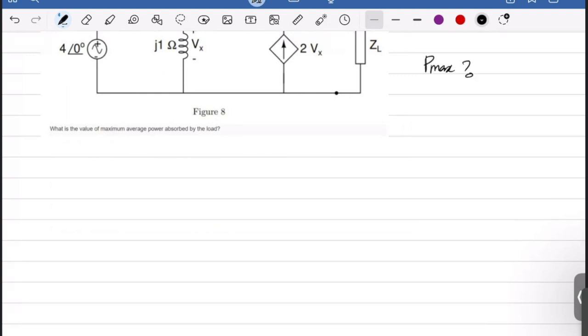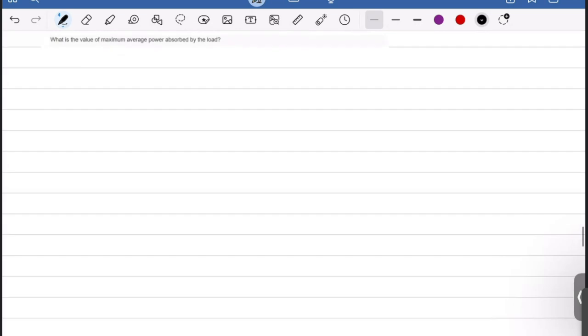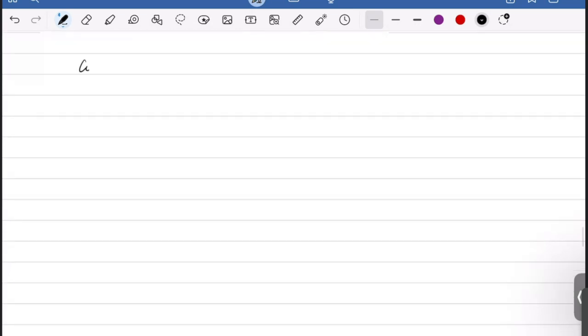So these are AC circuits. So for AC circuits, power has three forms. One is a complex power. Then there is a real power, reactive power, and one more you can define, which is the apparent power.